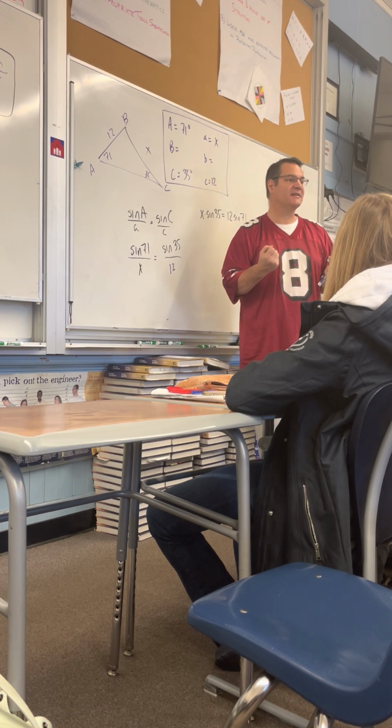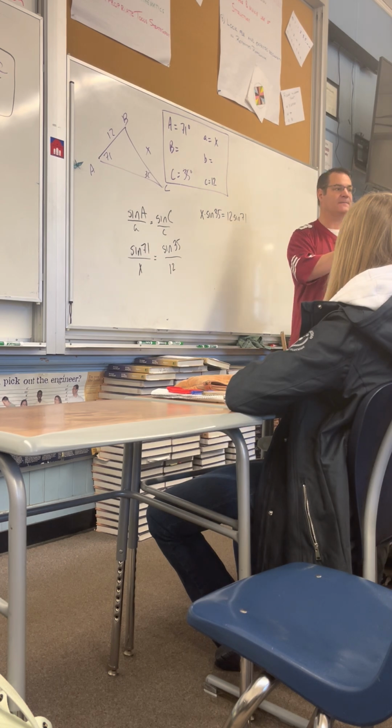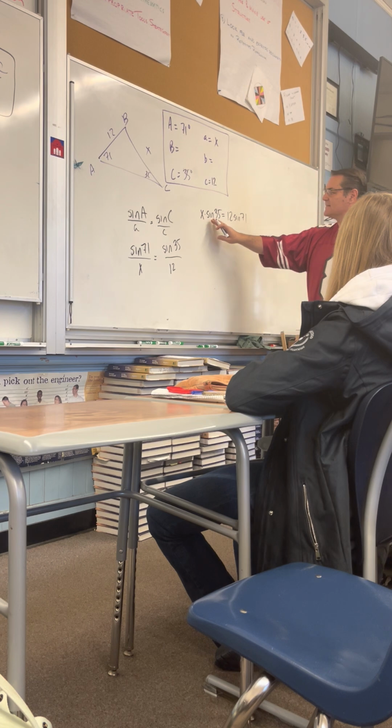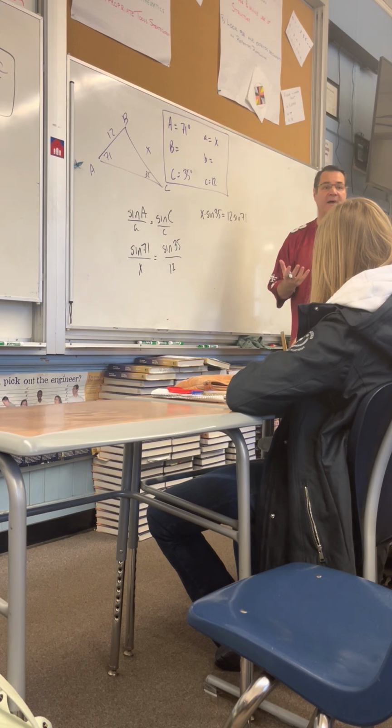You've reduced the precision. So leave it like this until you get all the way to the end where you say x equals. Then plug it into your calculator at once. So we've got x times sine 35 equals 12 times sine of 71. We want to solve for x.